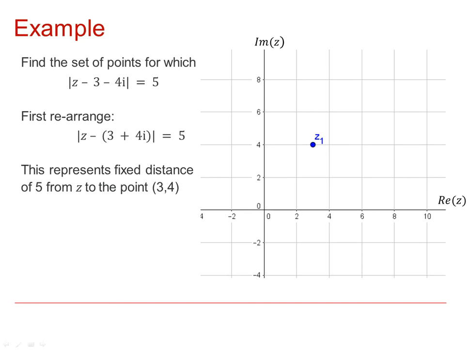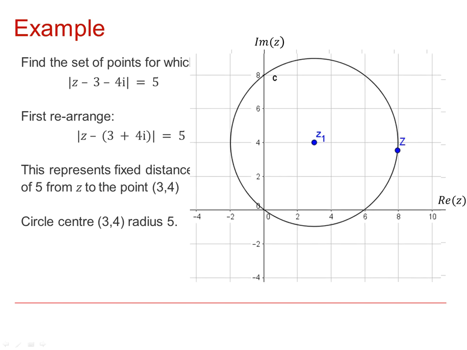In other words, in this particular case z1 is 3 plus 4i, so we can consider that on the Argand diagram as being at the point (3, 4). So we now have a fixed distance of 5 from this point (3, 4). In other words, it's a circle, center (3, 4), radius 5. And because we know the equation of a circle, we can therefore write that down as (x minus 3) squared plus (y minus 4) squared is equal to 25. We could use Pythagoras' theorem with the modulus and therefore get the same equation algebraically.